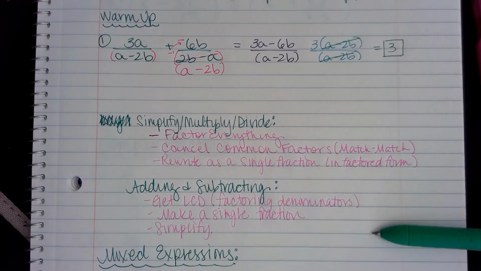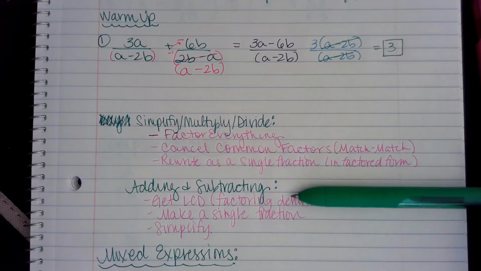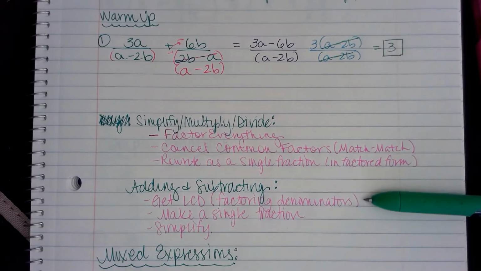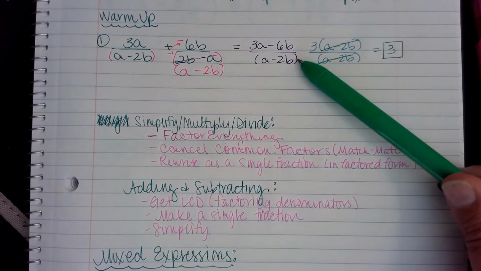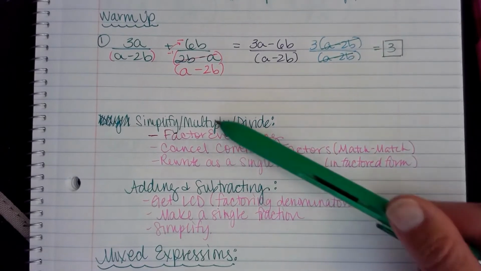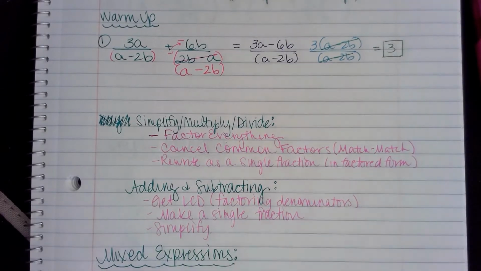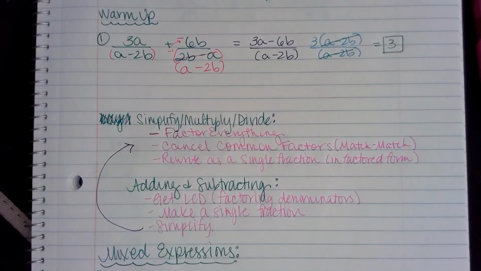Okay. Then the next thing that you learned was a problem like this, adding and subtracting. So when you did that, you needed to get the least common denominator. And in order to do that, you needed to make sure that your denominators were completely factored. Then you needed to make it into a single fraction, like what we did here. And then once it was a single fraction, you needed to simplify. And these are the simplifying steps. So essentially, right here, once you get to this step, you loop back up and follow those steps.